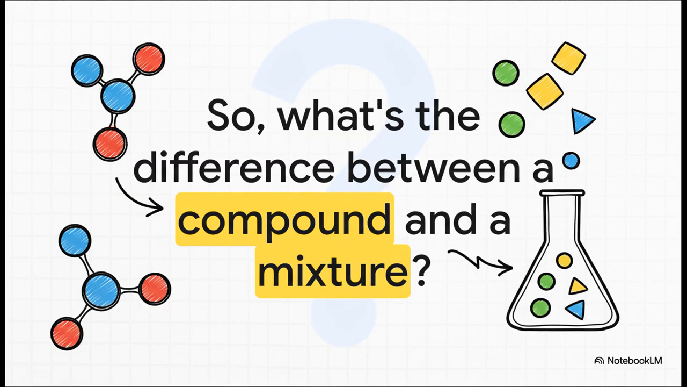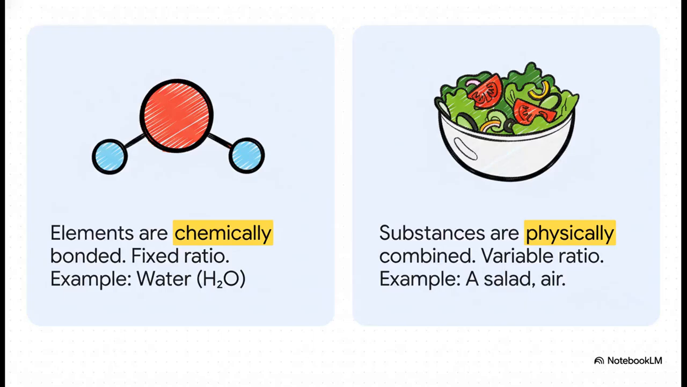Now, this brings us to a really, really important question. We know water is a compound because its atoms are chemically bonded. But what if you just throw a bunch of things together in a bowl without any chemical bonds forming? Well, that is what we call a mixture, and knowing the difference is key. And this chart here just lays it all out for us. With a compound like water, the elements are chemically locked together. And here's the wild part. They completely lose their original properties. Hydrogen and oxygen are both gases, but when they form water, they become a liquid.